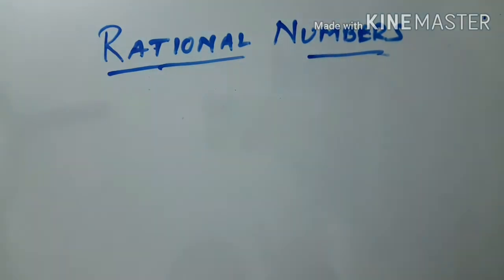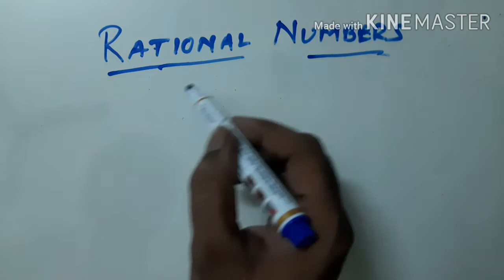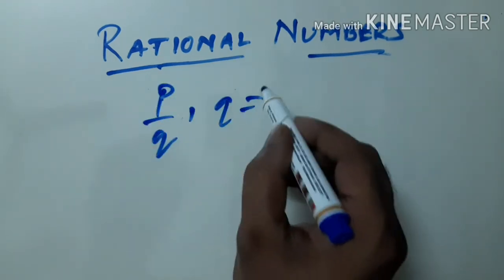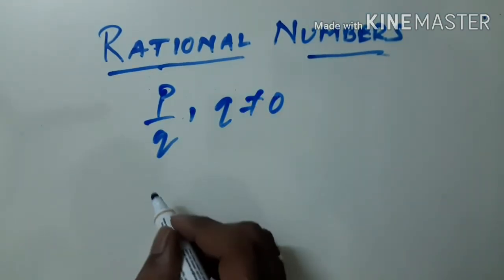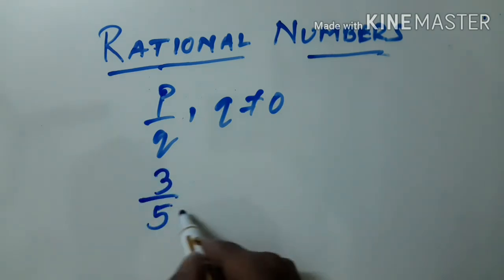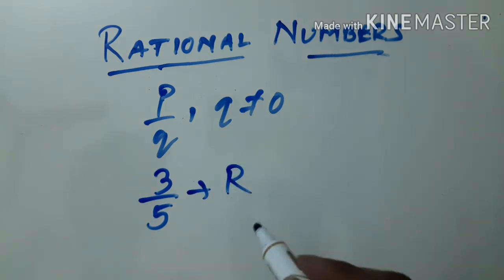Now, let's say more about this. As we said, any rational number should be in the form of P by Q and Q cannot be 0. Suppose I take some numbers like 3 by 5. Now is it a rational number? Yes.